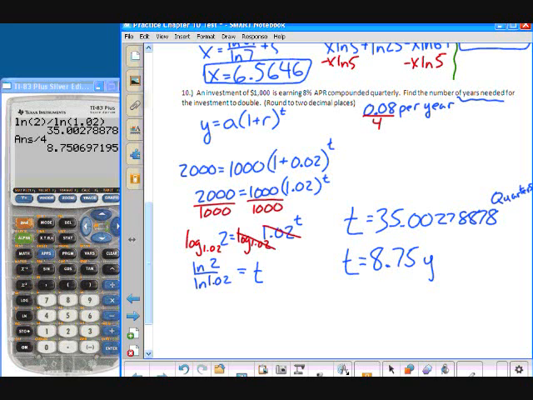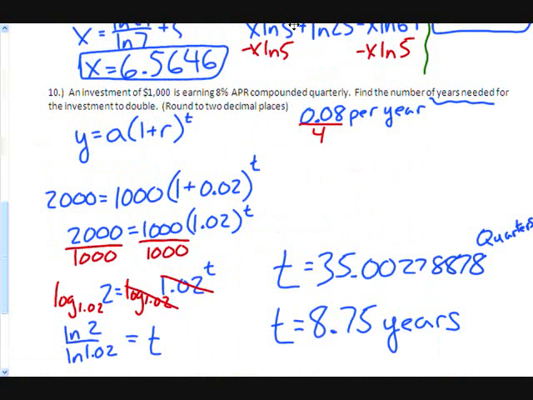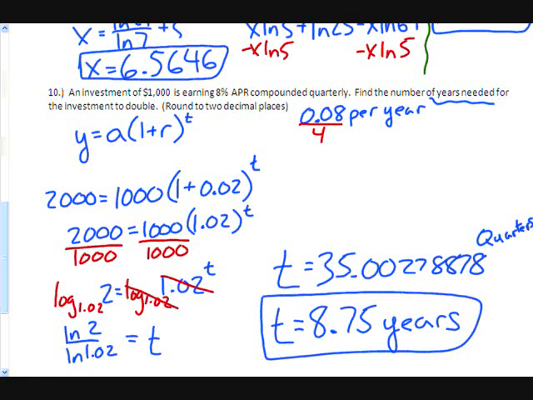I find out that t equals 8.75 years. Okay? Now everything is in the correct units. Again, I had to change that to per quarter because it's compounded quarterly. But then when I get my time, it's in quarters. I've got to change it back to years because that's what the question asked for. So 8.75 years. Alrighty?